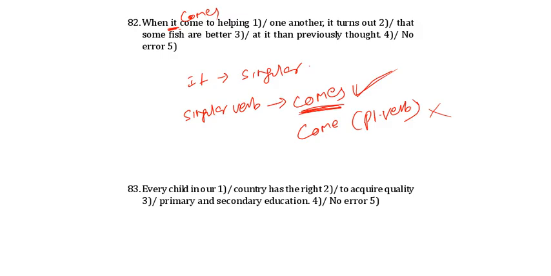Every child in our country has the right to acquire quality primary and secondary education. So right to education is also a fundamental right. Every child in our country has the right to acquire quality primary and secondary education. Here in the given sentence there is no error. No error is the correct answer.